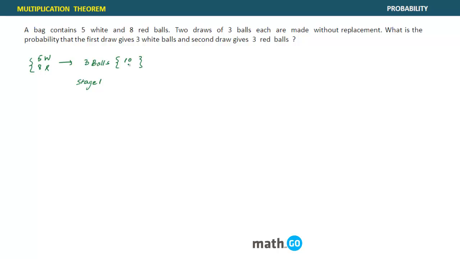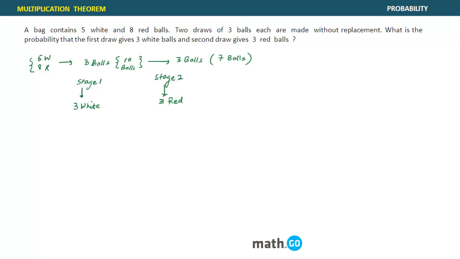Initially there were 13. Now net number of balls is 10 because it is given it is done without replacement. Then again there is a stage 2 where you again withdraw 3 balls, right? You have again drawn 3 balls. Now the final configuration is that you are just left with 7 balls in the bag. Okay, now what you are asked to find, so this is your first event and this is your second event. What is the probability that the first draw gives 3 white balls and the second draw gives 3 red balls? So stage 1, it is given that 3 white balls are drawn, and at stage 2 it is said that 3 red balls are drawn.